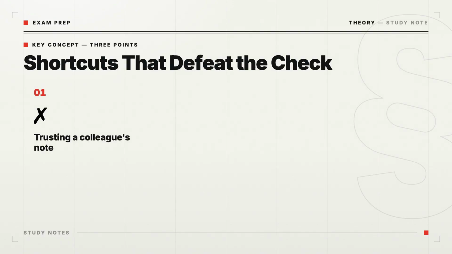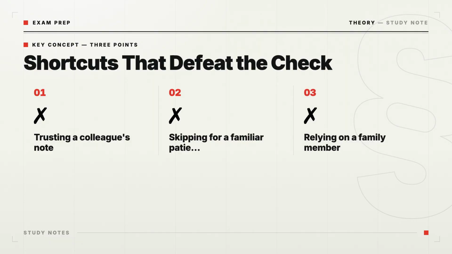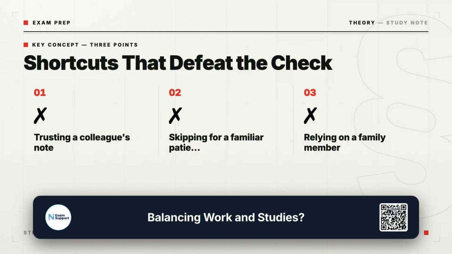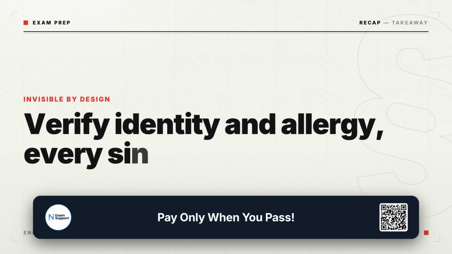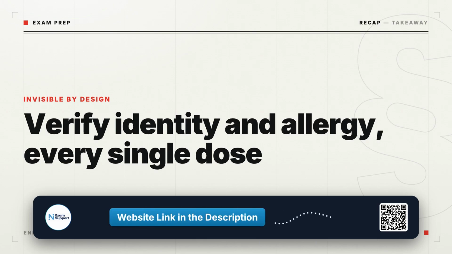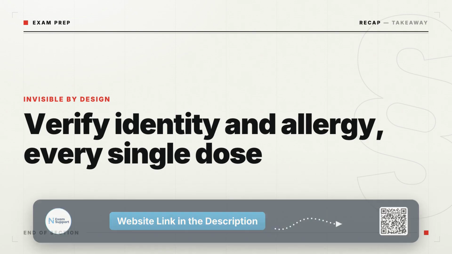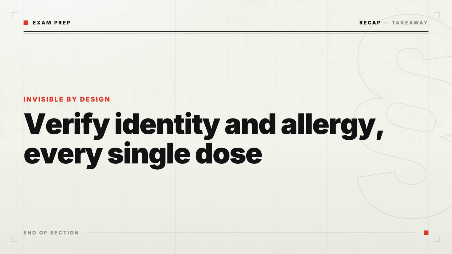Every shortcut here shares one root: trust, standing in for verification. Accepting a colleague's note, skipping the check because a patient is familiar, or leaning on a family member's word, all trade a guaranteed safeguard for a guess. And the guess sometimes guesses wrong. A near miss caught at this step looks like nothing at all. Just a normal medication pass, and that silence is the point. The rule applies on the 1000th dose exactly as it did on the first.